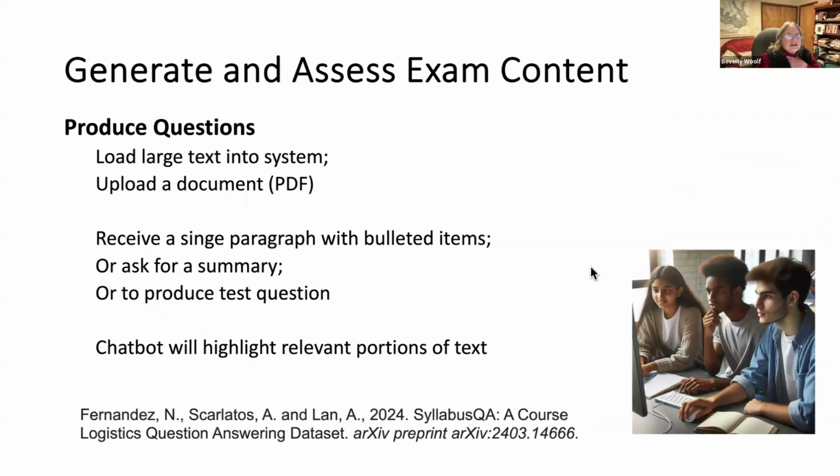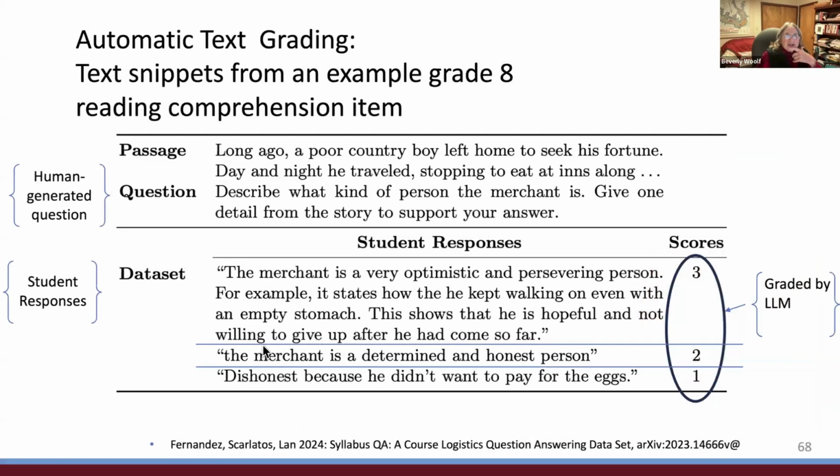So then there's the idea of using ChatGPT to produce these problems. What we can do is load large text. You can load a chapter about DNA, upload a document, a PDF, and then ask ChatGPT to give you a single paragraph with bulleted items, or ask for a summary, or produce the test question. In every case, ChatGPT can actually produce the questions that we're asking the kids. So here's an automatic text grading.